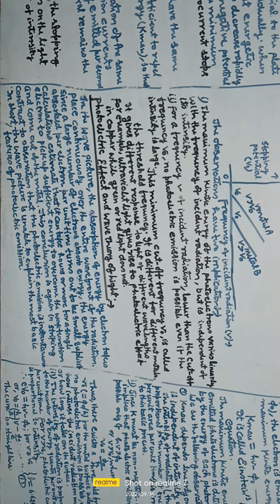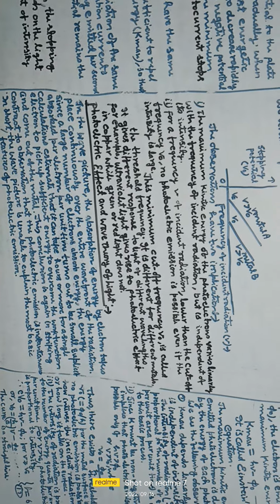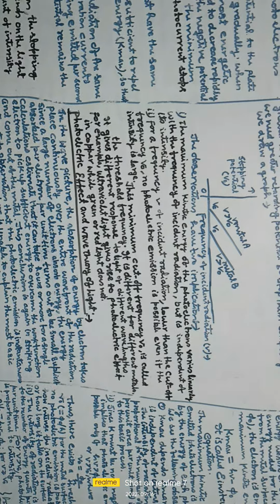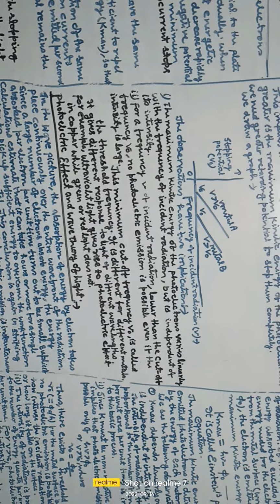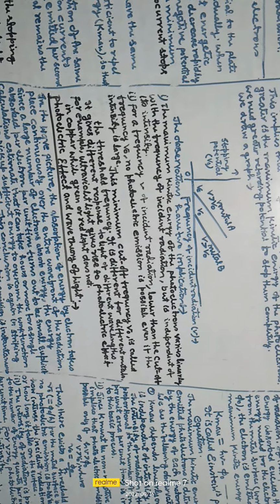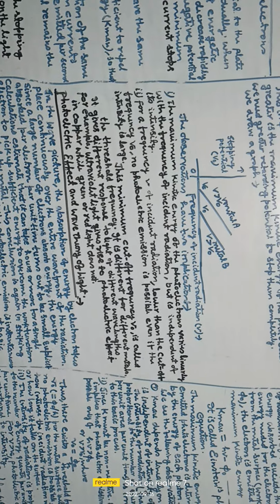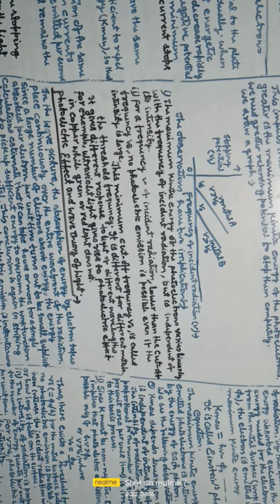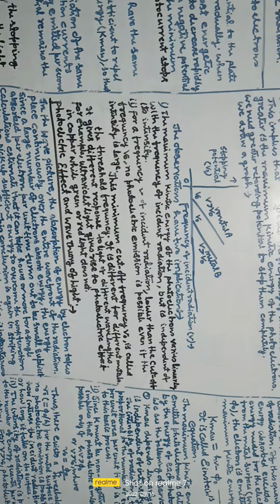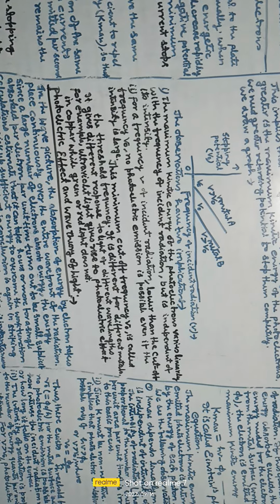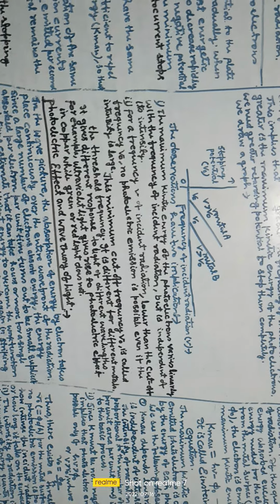For a frequency ν of incident radiation lower than the cut-off frequency ν0, no photoelectric emission is possible even if the intensity is large. This minimum cut-off frequency ν0 is called the threshold frequency. It is different for different metals. It gives different response to light of different wavelengths. For example, ultraviolet light gives rise to photoelectric effect in copper, while green or red light does not.